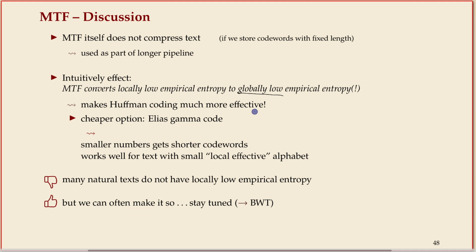If we want to store the numbers, we can also use gamma code, but Huffman will usually be better. There's a tendency in the move to front output to have small numbers if that is the case.